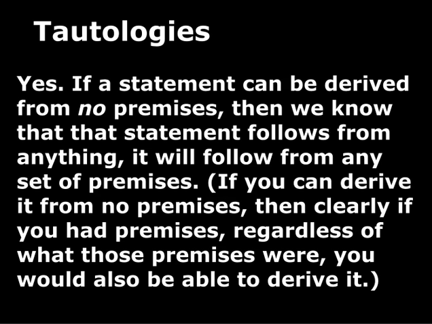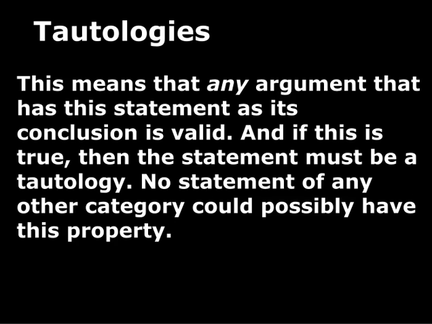If you derive it from no premises, and then I say, well, here are 5 premises, derive it, you just do exactly the same steps you did before. So you'll still be able to derive it even if I give you any set of premises, if you can do it from none. Well, what that means is that any argument that has the statement in question as its conclusion is going to be valid. Doesn't matter what the premises are. If that statement is the conclusion, that argument will be valid.